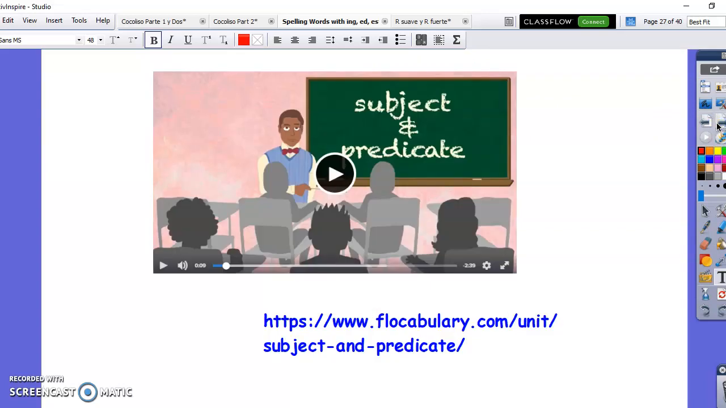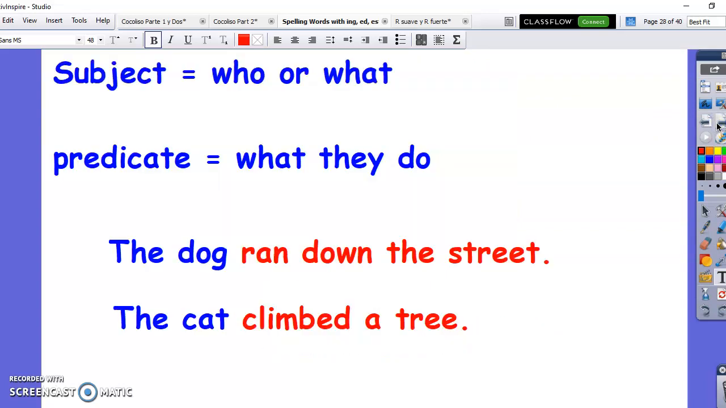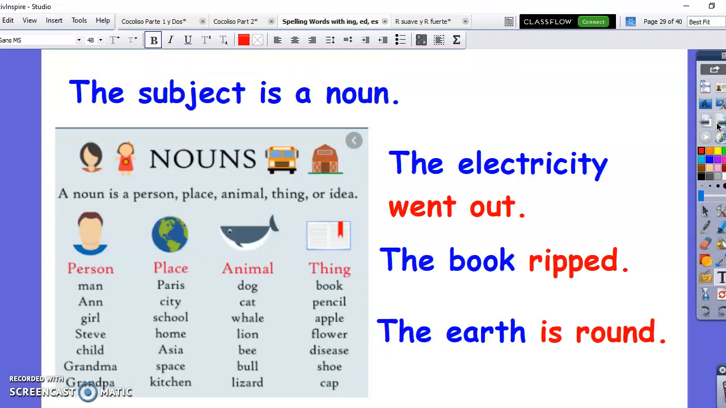I'll also embed that video there. This is just talking about subject and predicate. They just need to know that the subject is the noun. Like in the electricity went out. The subject is the electricity. Here, the book ripped. The book is the subject, the thing that does the action. The action is, it ripped.